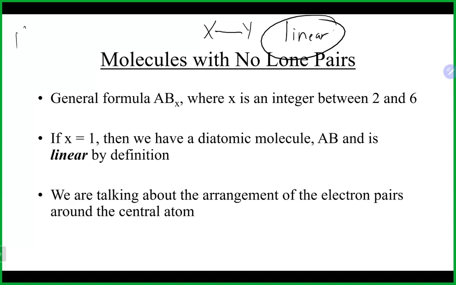It doesn't matter if the two things are single bonded, like in hydrogen. It doesn't matter if the two things are double bonded, like it is in oxygen. Doesn't matter if they're triple bonded, like they are in nitrogen. Doesn't matter if they're the same element or different elements. There's two of them. The geometry is going to be linear. As soon as you see two, geometry is going to be linear, and that's pretty much all you have to worry about with those guys.